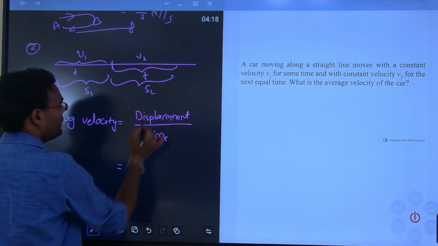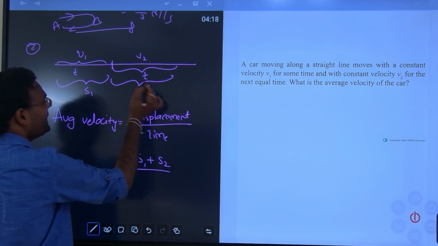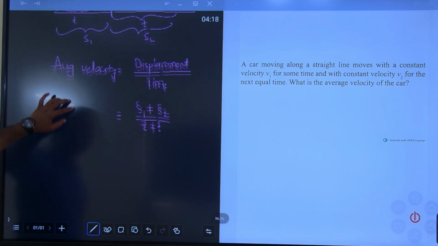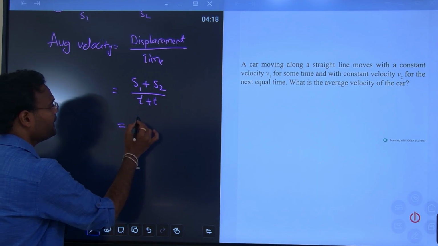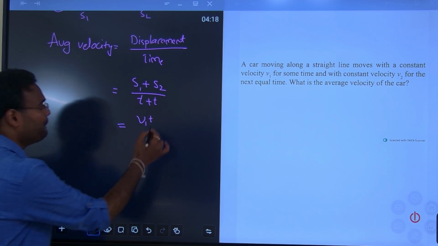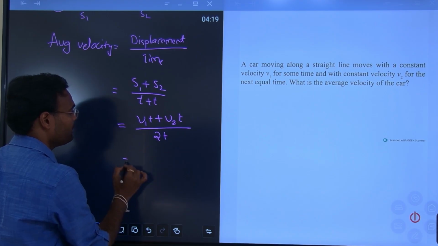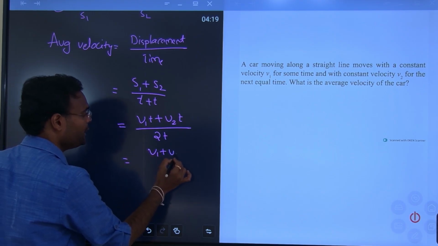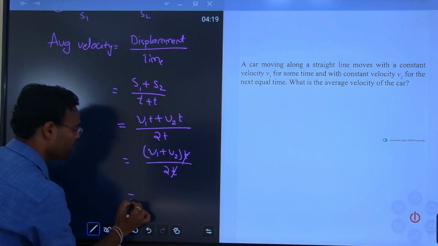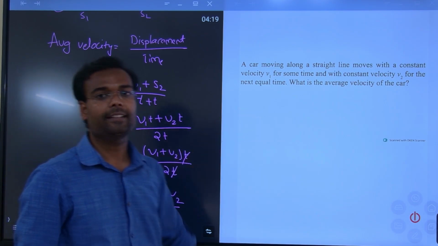Let it be. So this will be s1 plus s2, and time is t plus t. Now, can I say s1 is equal to velocity into time? Velocity into time: v1 t plus v2 t by 2t. That means v1 plus v2 into t by 2. That means these two will get cancelled. v1 plus v2. This is what is the second question.